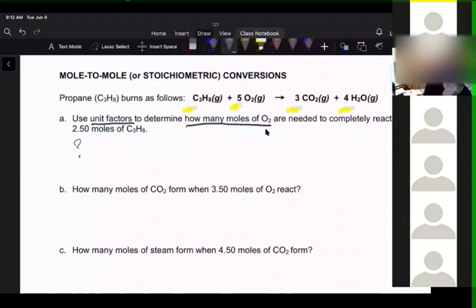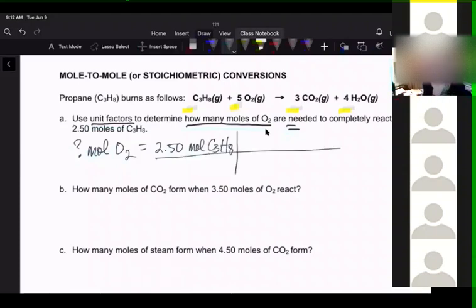So I'm going to write down that question. How many moles of O2 are needed, there's my equal sign, to completely react, because it has to be complete, with 2.50 moles of C3H8? Using dimensional analysis, I need to cancel out moles of C3H8 because they don't appear over here.